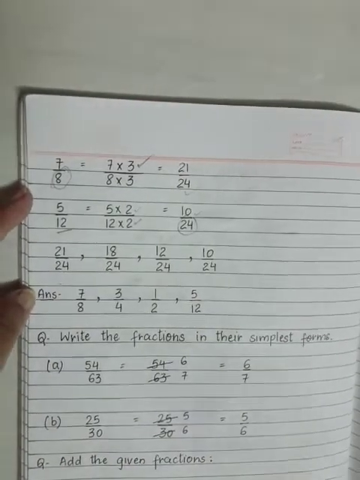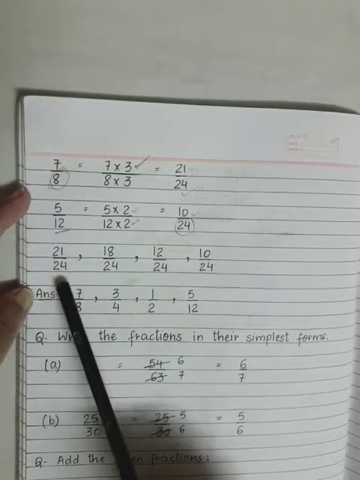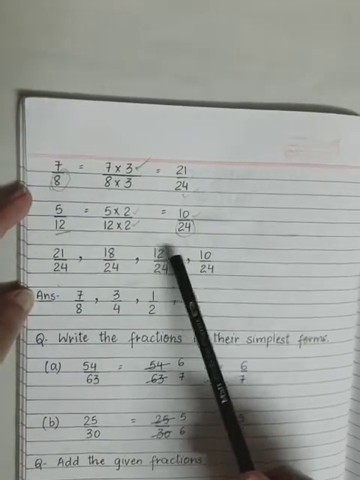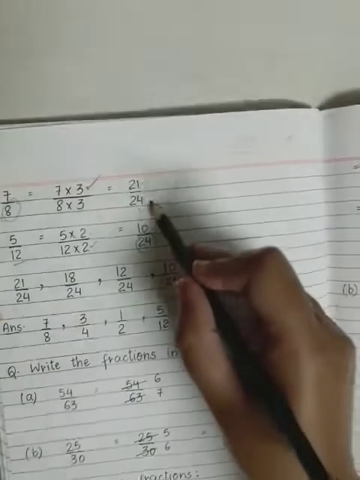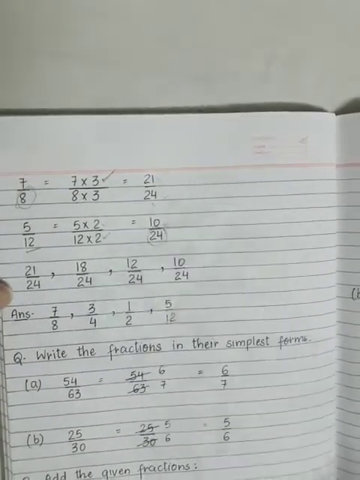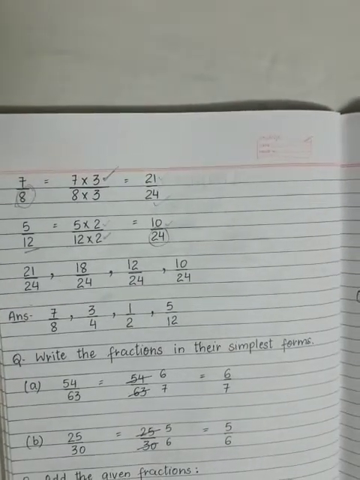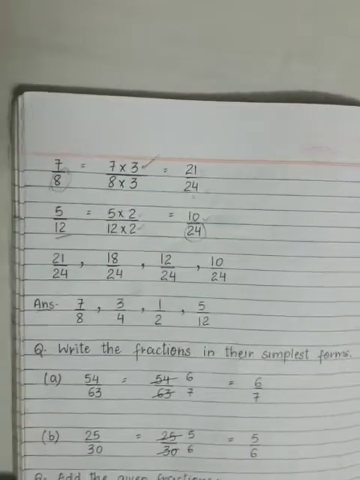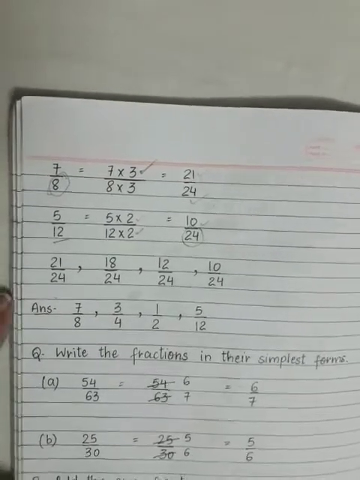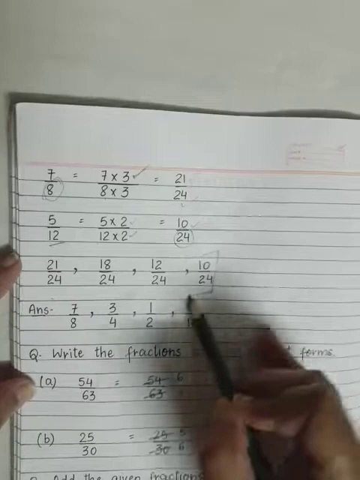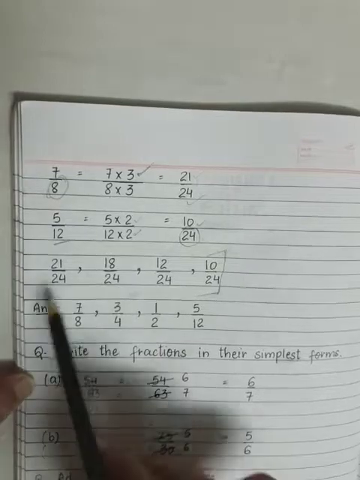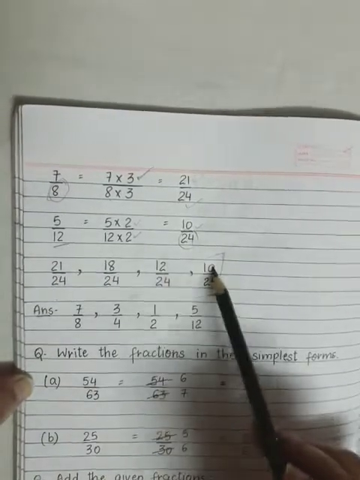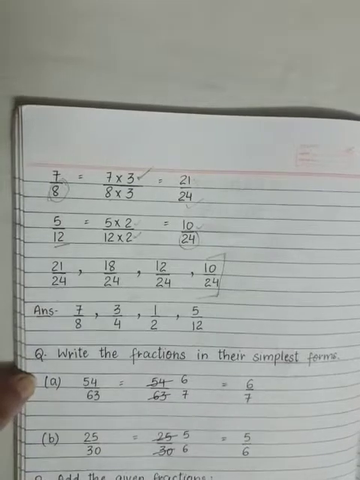Now, children, see, we have got 12 upon 24, we have got 18 upon 24, we have got 21 upon 24, we have got 10 upon 24. Now, the denominators are all same, okay. So, it is easier for us to arrange them in descending order. So, this is where I have arranged the fractions with the same denominators in descending order, 21, then 18, then 12, and then 10, all with the same denominators, okay.